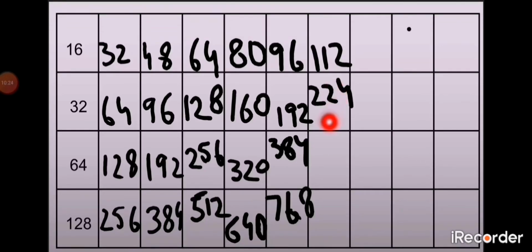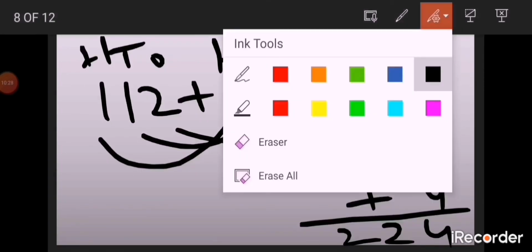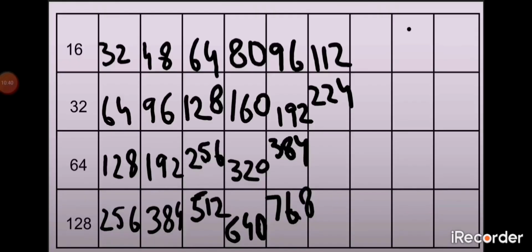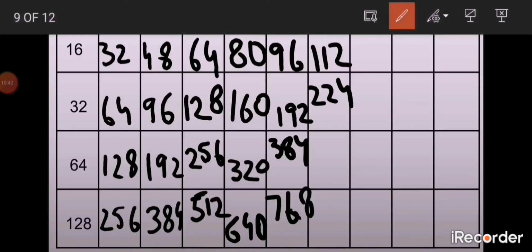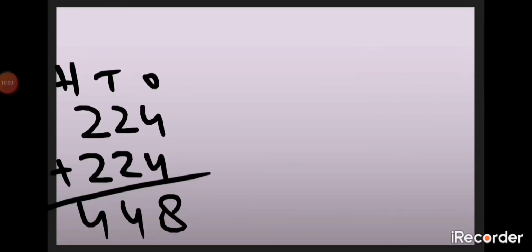Done. Now the double of 224. In the next box we will find the double of 224. Use the rough column. 224, 224. Put the place values. So 4 plus 4, 8. 2 plus 2, 4. 2 plus 2, 4. So double of 224 is 448. Done. In the last box we will find the double of 448.